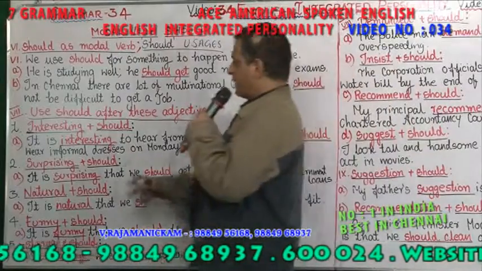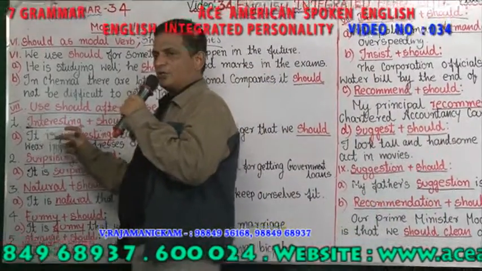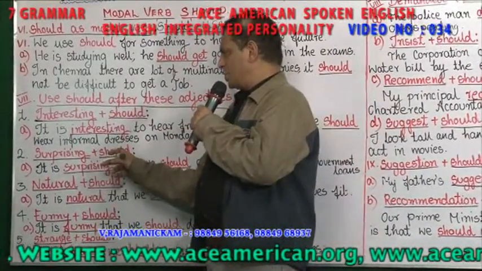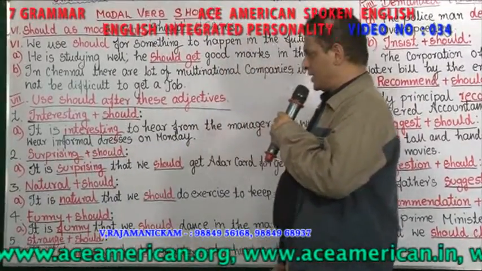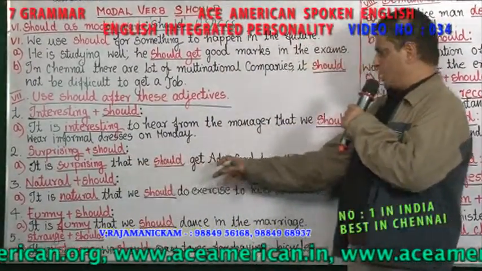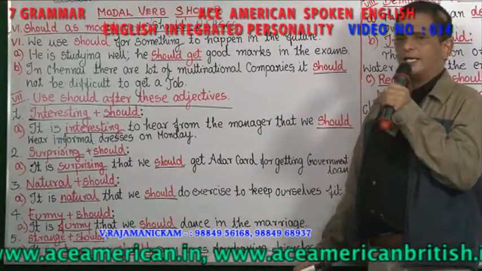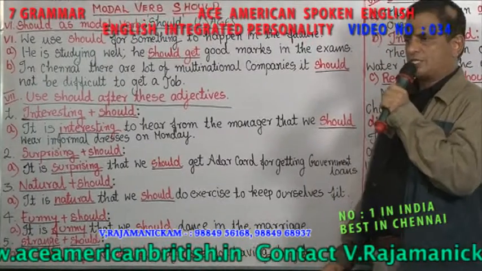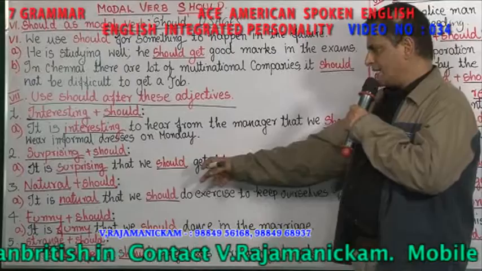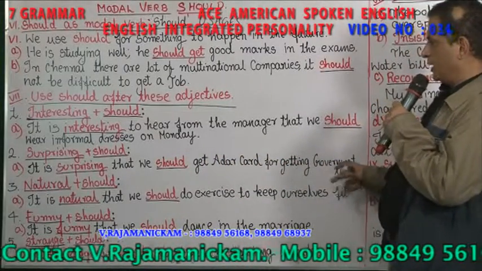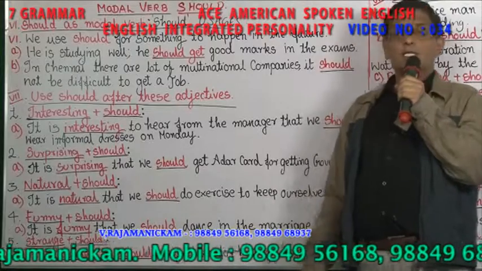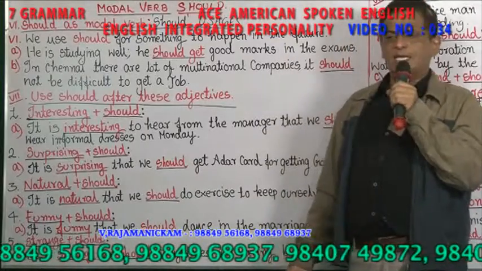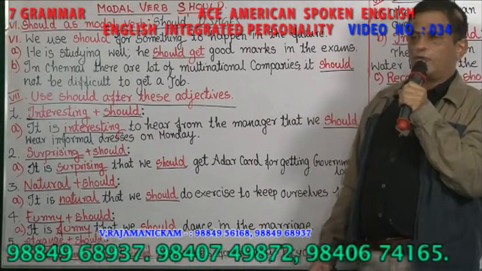Now coming to surprising as an adjective. After this, you get the -ing format, which can be called an adjective. It's surprising that we should get an Aadhaar card. It is a must for everybody to have an Aadhaar card to get government concessions and subsidies. For getting government loans, it is a must for you to have an Aadhaar card. So it is surprising that we should get an Aadhaar card for getting government loans.